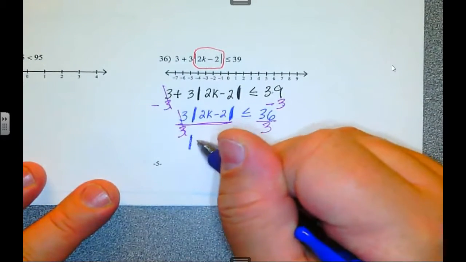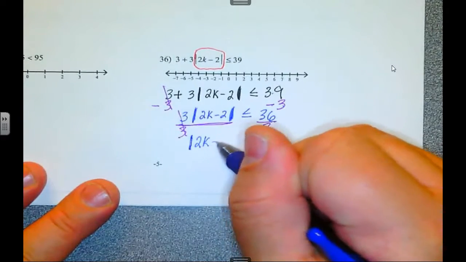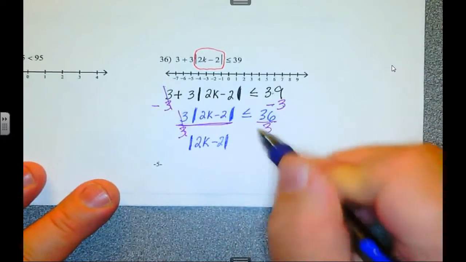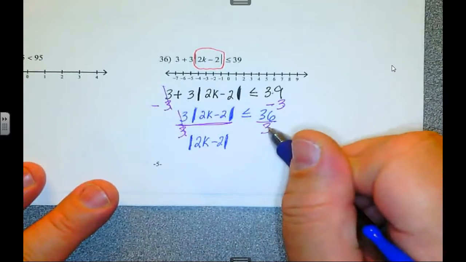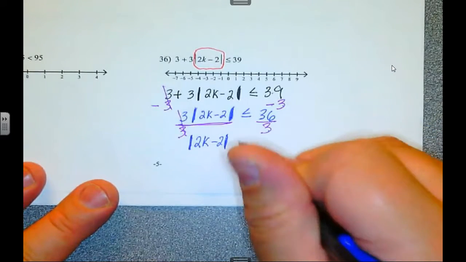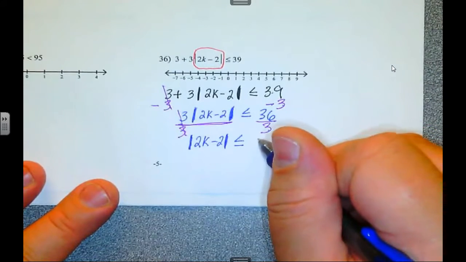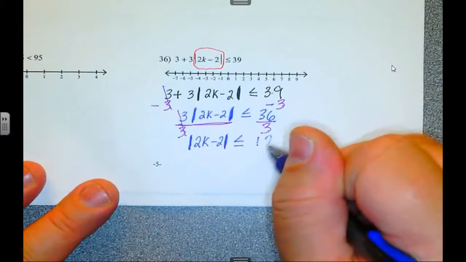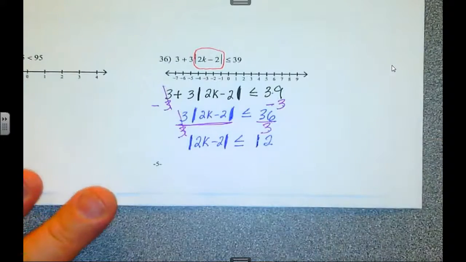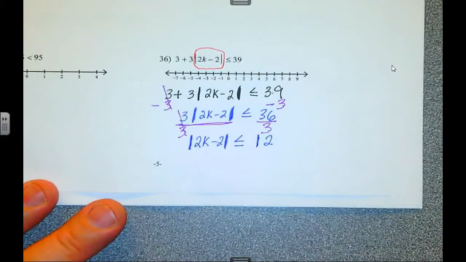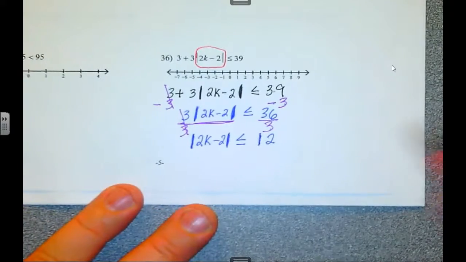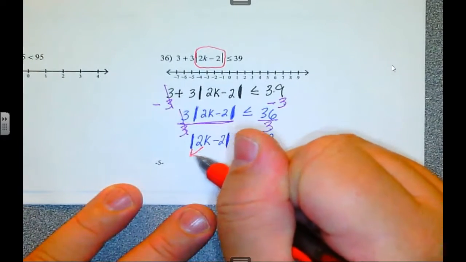So I get the absolute value of 2k minus 2. The sign stays the same. It's dividing by a positive number. 36 divided by 3 is 12. Now I finally have that absolute value isolated, so I'm going to split this up.